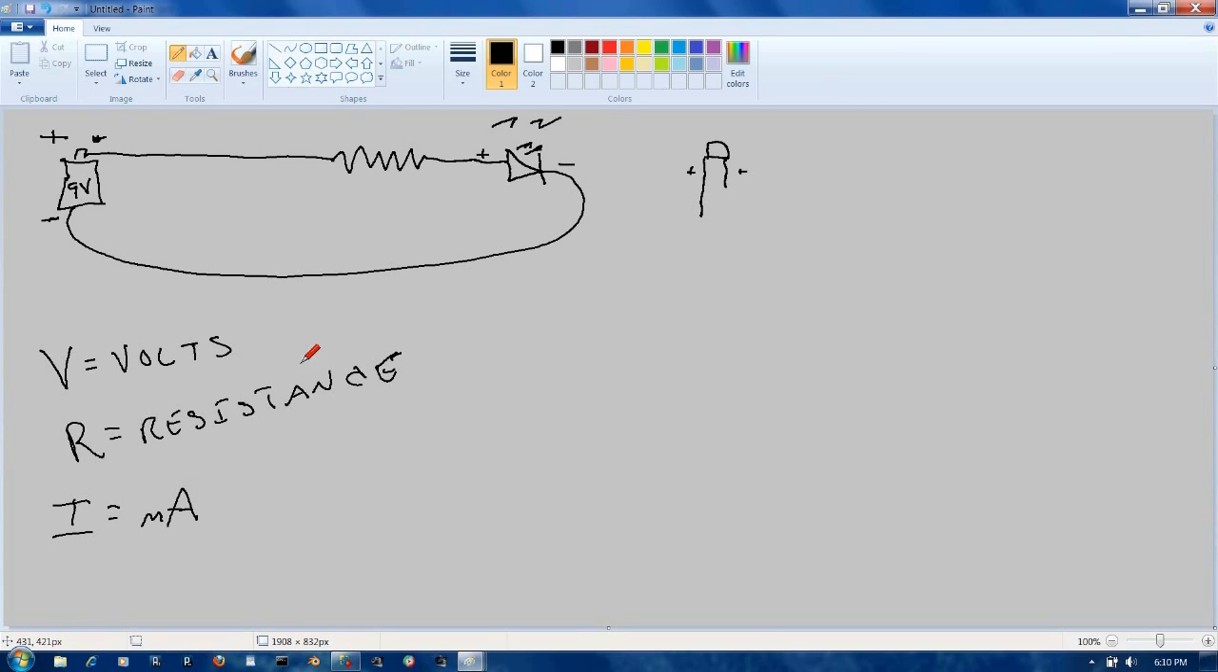So there's a couple of formulas we use for Ohm's law. I'm going to show you, there's 3 popular ones. There's a whole ton of them. There's a whole wheel that we could discuss. But we're only going to use the ones that are pertinent to what we're doing.